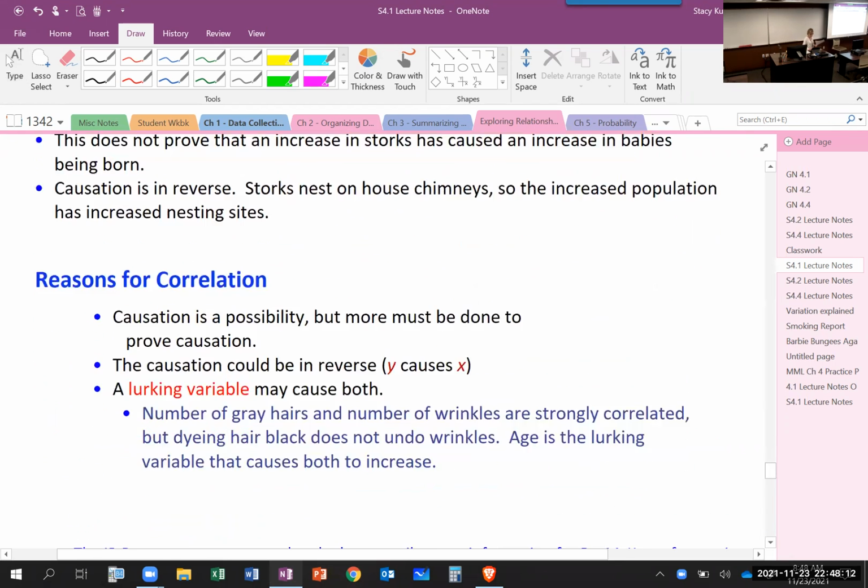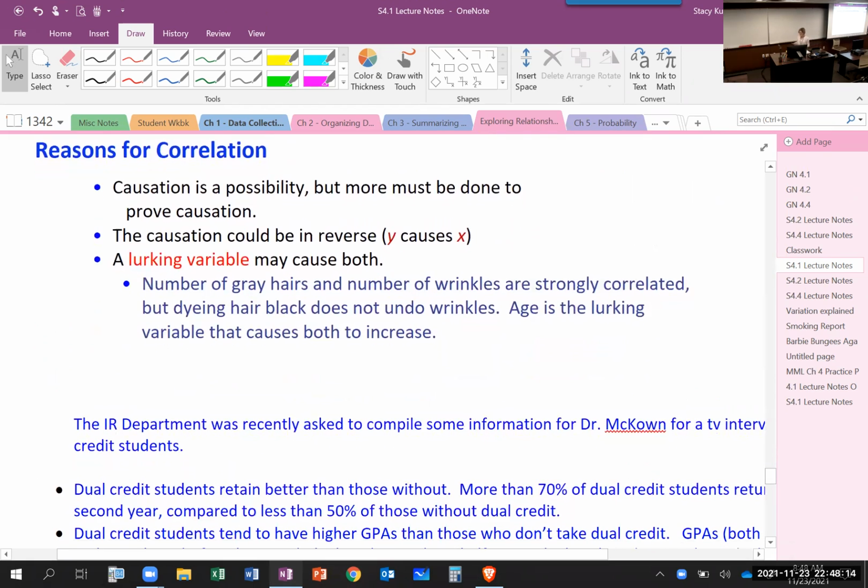Okay. So we talked about this before. We just kind of want to hit it one more time. We talked about it when we talked about observation and experiments, that you have to be careful about causation, right? Causation is a possibility, but it doesn't prove something, right? It could be in the reverse. And the other thing to think about is, what could the lurking variables be?